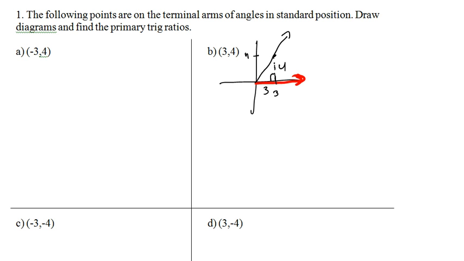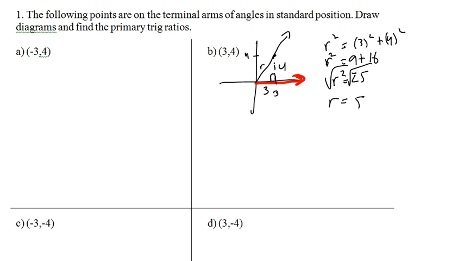And now I'm going to use Pythagoras to figure out what r is. And r is going to be plus or minus 5. We're only going to take the positive one, so r is going to be 5. So let's replace our r with 5 there.